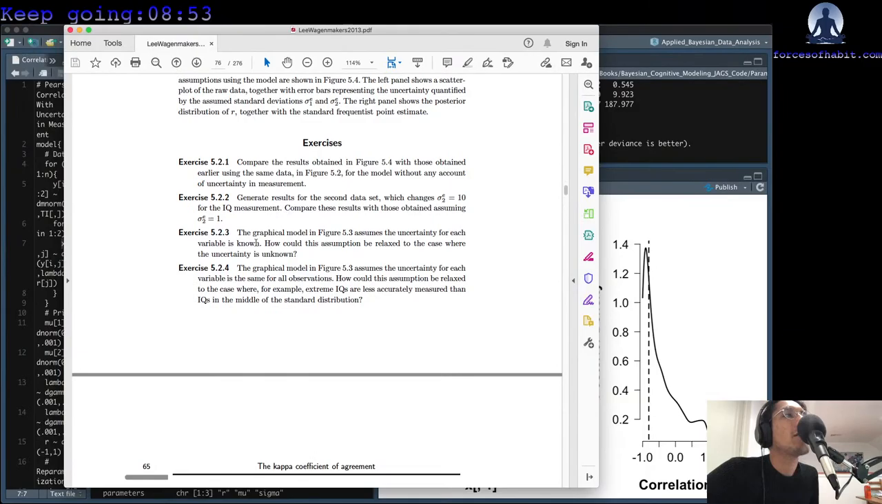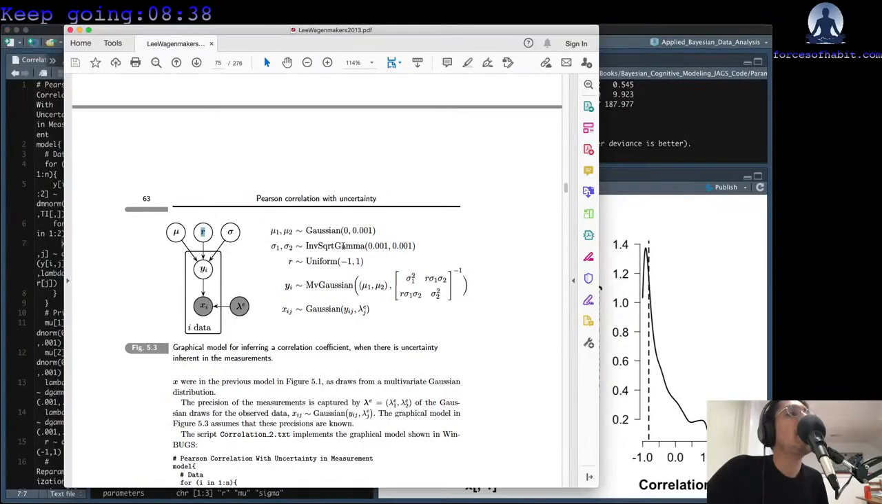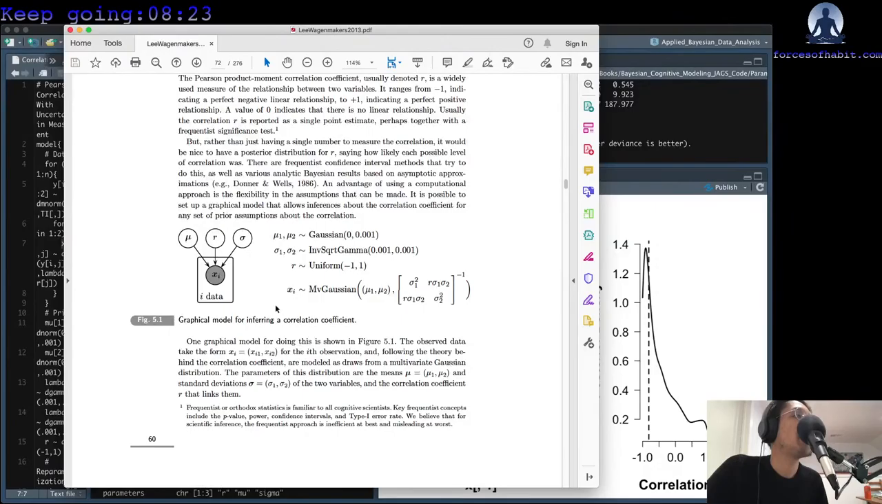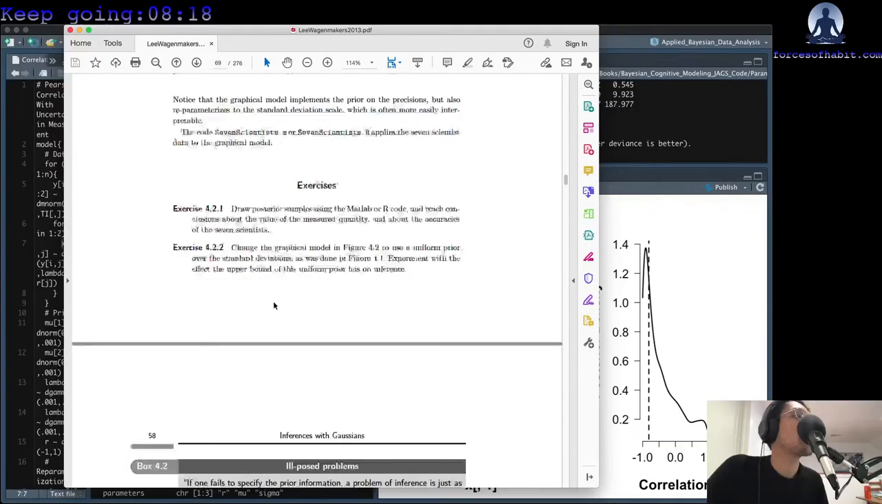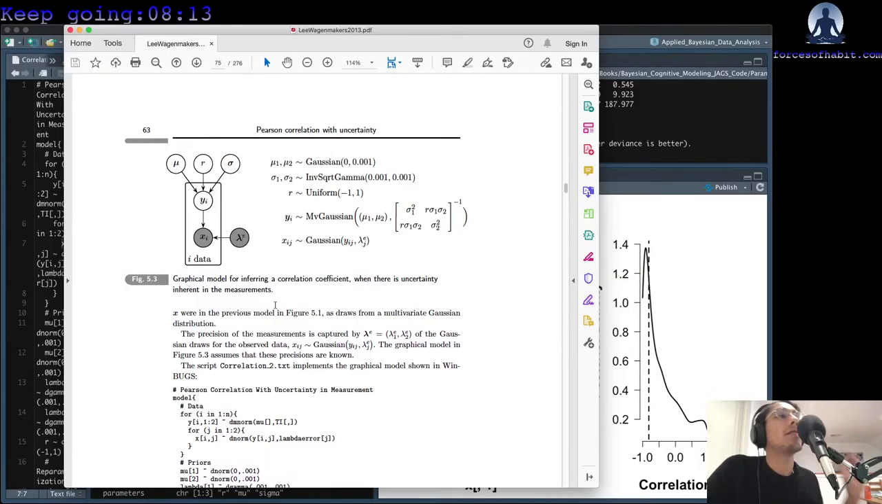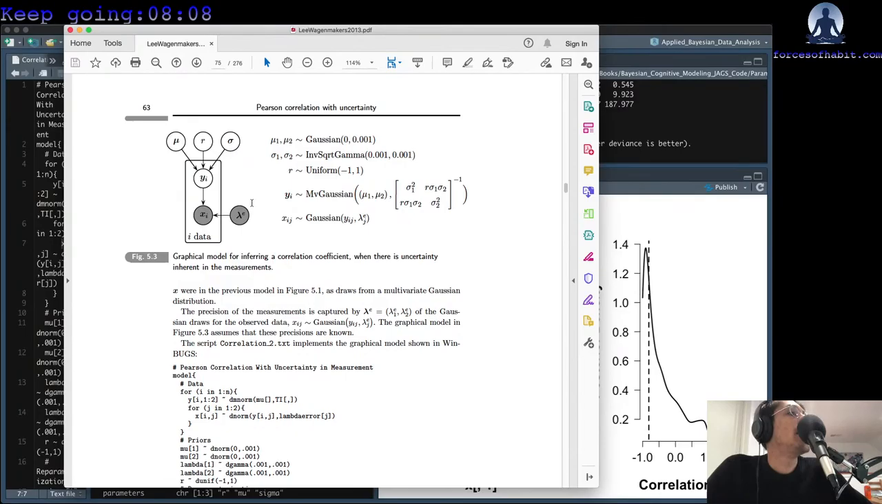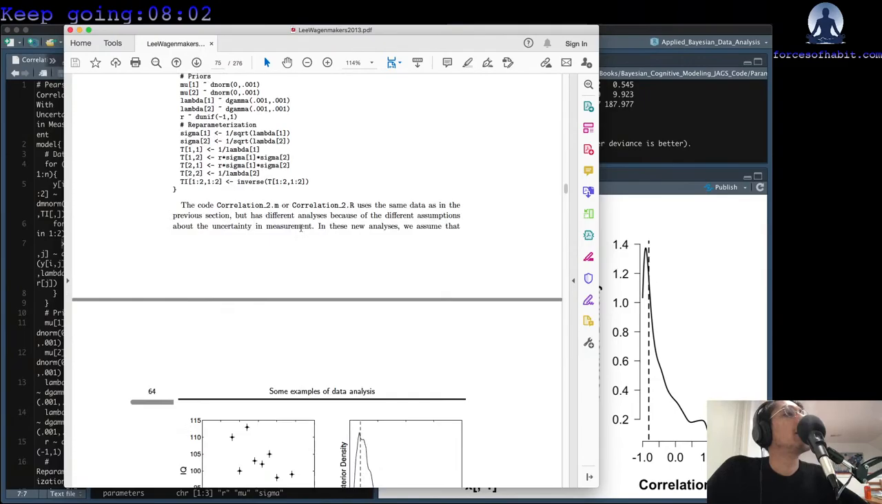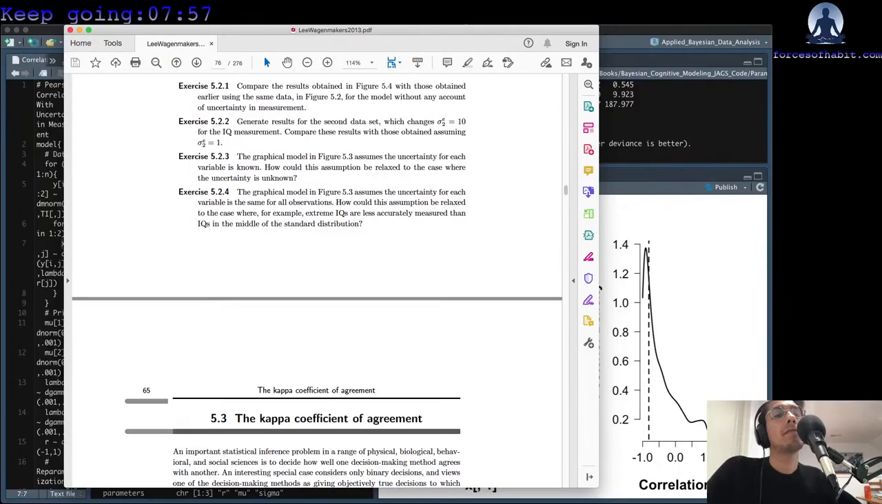The graphical model in figure 5.3 assumes uncertainty for each variable is known. How could this assumption be relaxed to the case where uncertainty is unknown? Well, instead of having this be dark, we make it so that we also estimate this value. And we say it's distributed by something. What have we distributed lambda as in the past? We haven't yet. So we could say lambda is distributed somehow, and that would give us a range of possible values of uncertainty, right? I'm interested to see the solution for that one.